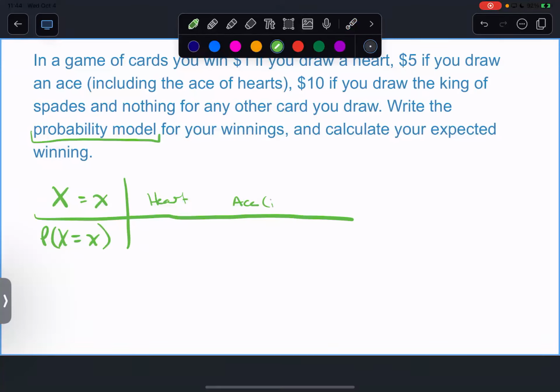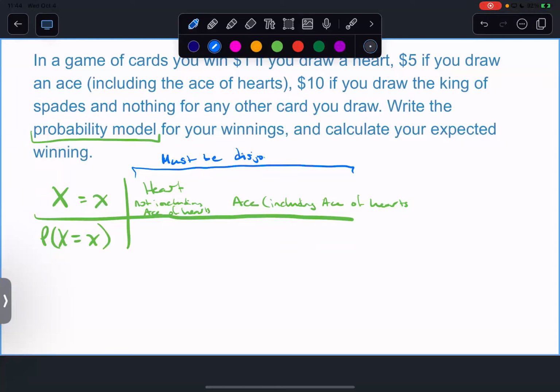So ace including ace of hearts, and heart, which of course does not include, not including ace of hearts. Right, because they must be disjoint. All these outcomes must be disjoint or mutually exclusive if you prefer.